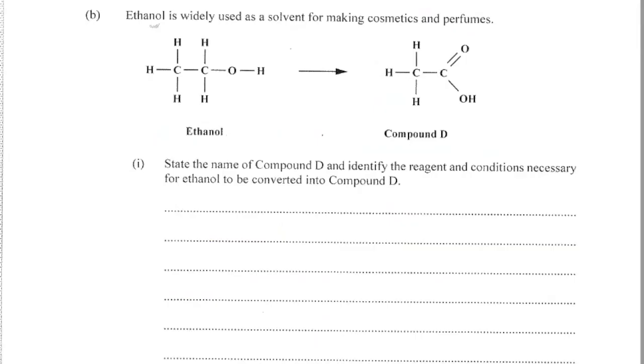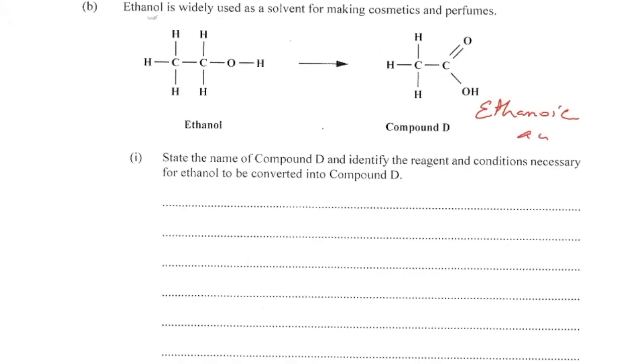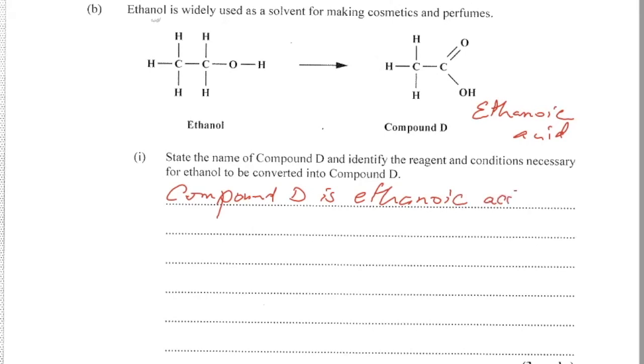Part B. Ethanol is widely used as a solvent for making cosmetics and perfumes. State the name of compound D and identify the reagents and conditions necessary for ethanol to be converted into compound D. So this is ethanol, and on the right-hand side we have compound D, which is ethanoic acid. So the name of compound D is ethanoic acid, and we get a mark for that.